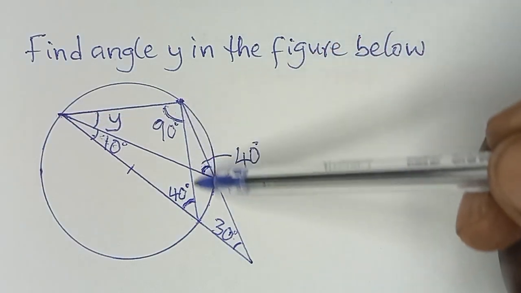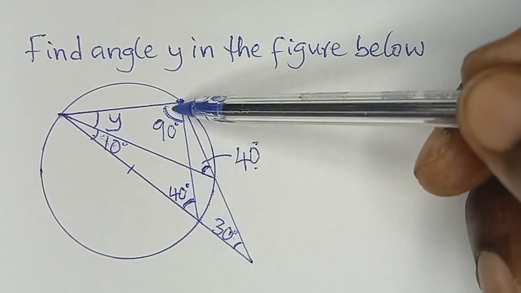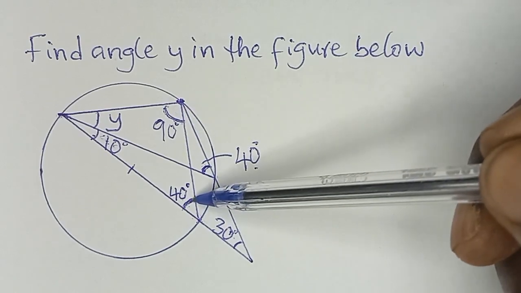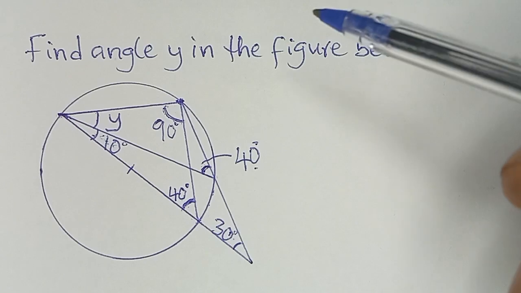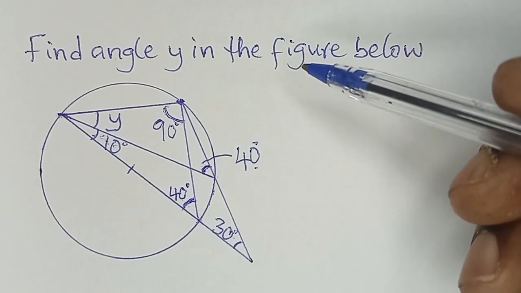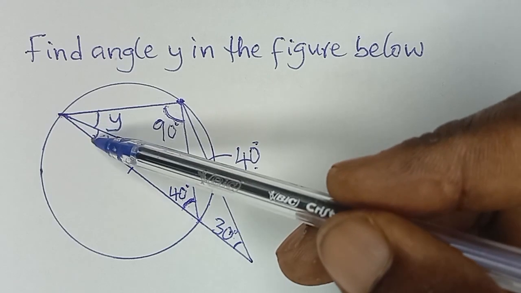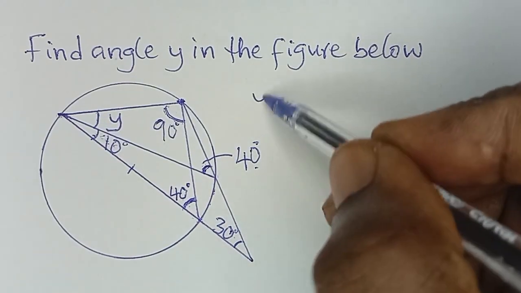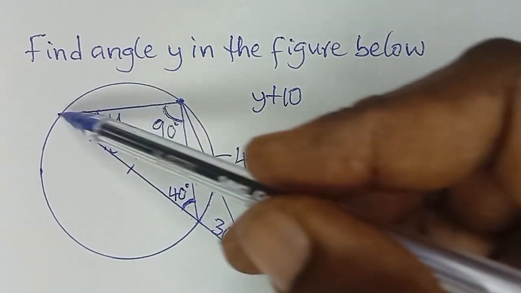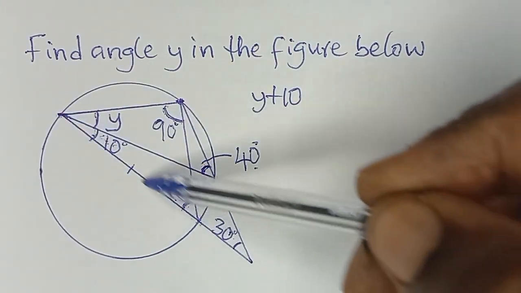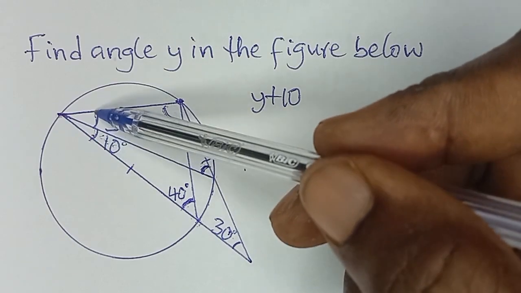Now, for us to get the value of y, you agree with me that we are going to use this triangle. The sum of this angle 90 plus this angle plus this total angle here should give us 180, because the sum of angles in a triangle adds up to 180. Let me start with this complete angle. This complete angle is y plus 10. So this is one angle of the triangle. Don't forget we are using this triangle here.